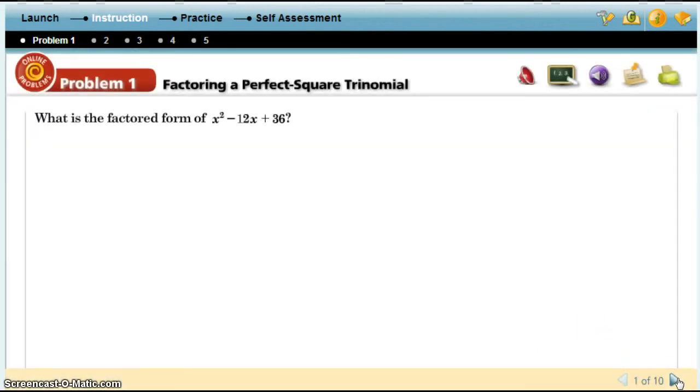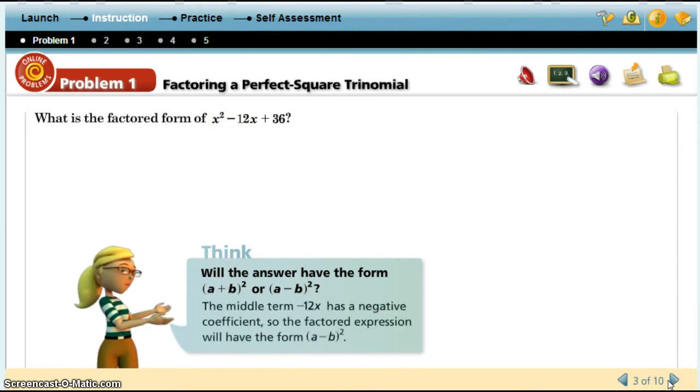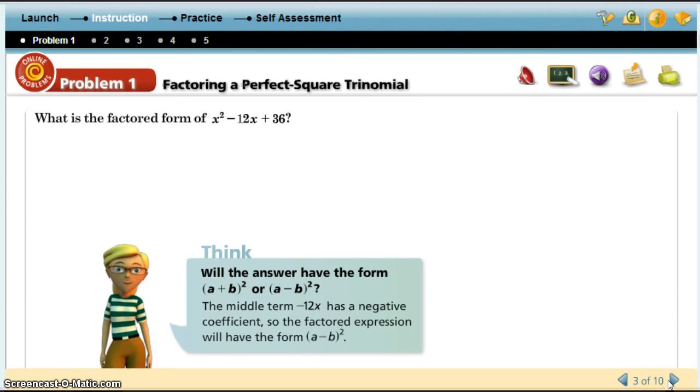In this problem, you will factor a perfect square trinomial. What is the factored form of x squared minus 12 times x plus 36? Will the answer have the form a plus b squared or a minus b squared? Now, the reason why they want you to think of this is because that's going to help you to identify which form you need to use whenever factoring. But all you need to identify is, are we dealing with a plus or a minus with our middle term? Okay, we're subtracting 12x, so think about which one of these it's going to identify with. The middle term, negative 12 times x, has a negative coefficient, so the factored expression will have the form a minus b squared.